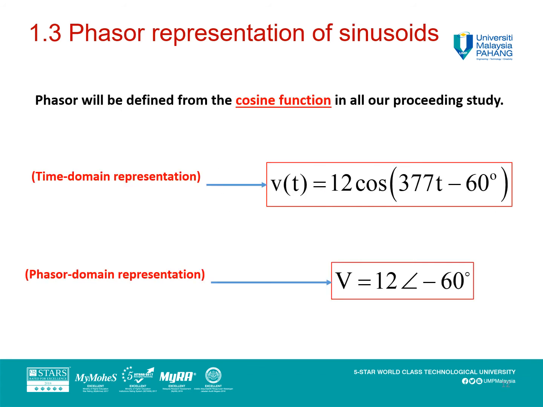Phasor is defined from the cosine function in all our preceding study. So the time domain is represented as v(t) equals 12 cos(377t plus 60 degrees). This is an example. When we convert to phasor domain, we just get the value of 12 as the amplitude, as your magnitude. Next, the phase is your angle for the phasor domain.